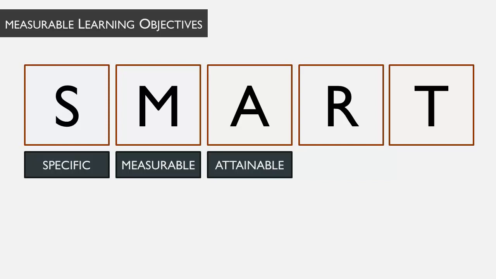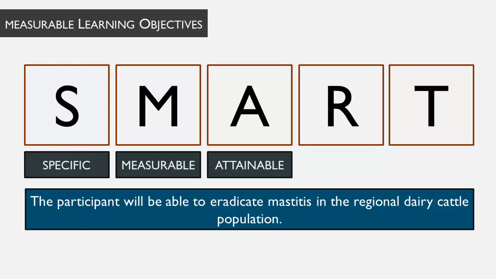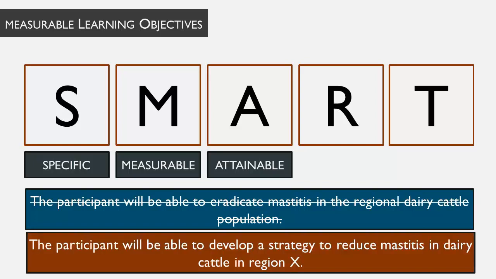A quality learning objective will be attainable. This means that it is something that can be achieved within the context of the training. A learning objective such as "the participant will be able to eradicate mastitis in the regional dairy cattle population" is not attainable or achievable within the scope of a single training. A more appropriate learning objective might say, "the participant will be able to develop a strategy to reduce mastitis in dairy cattle in Region X." This objective is attainable and achievable within a multi-day training event.